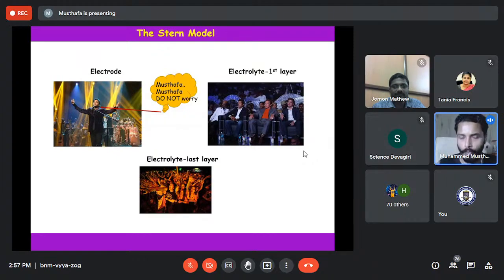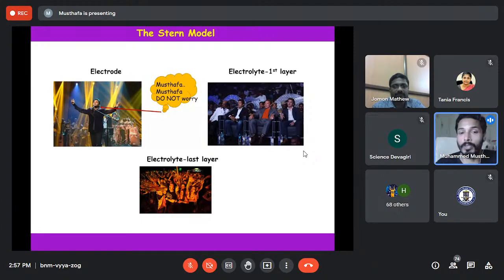They cannot physically move. And as you move further away from the electrode surface, what will happen? The electrode field will diminish and thermal forces will dominate. Thermal forces are disordering in nature.